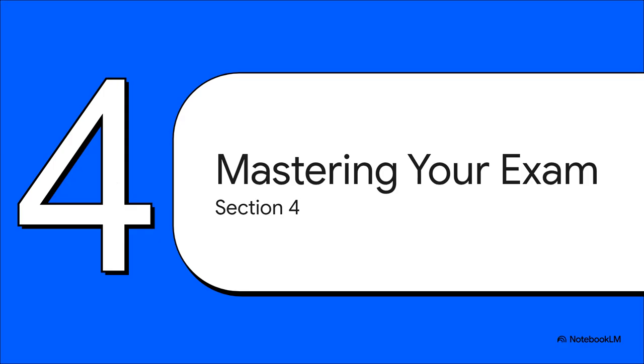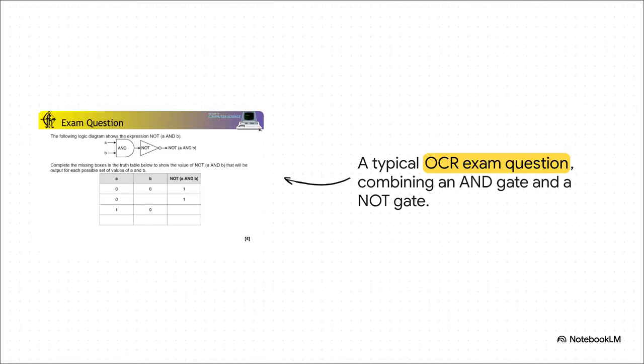All right, you've got the theory. Now let's put it all together and see what this actually looks like in a real OCR exam question. So, this is a classic exam question. They'll give you a logic diagram. This one's got an AND gate flowing into a NOT gate, and they'll ask you to complete the truth table.